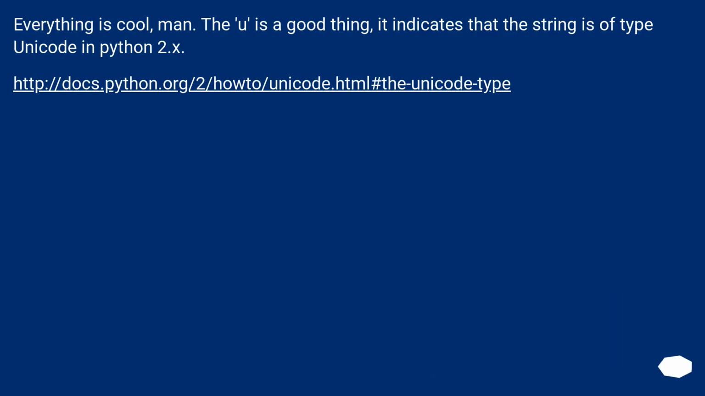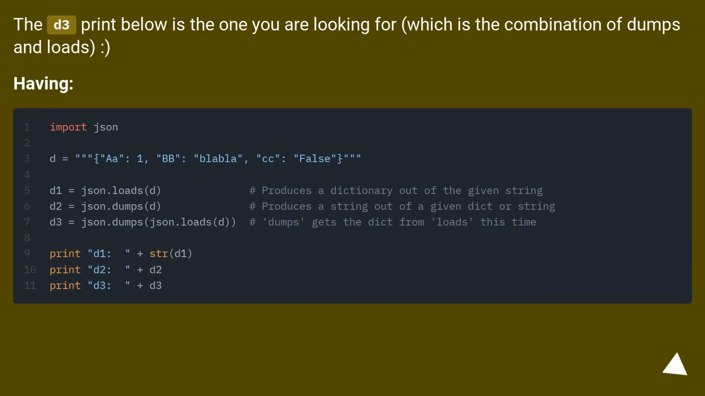Everything is cool, man. The u is a good thing. It indicates that the string is of type Unicode in Python 2.x. The print below is the one you are looking for, which is the combination of dumps and loads.